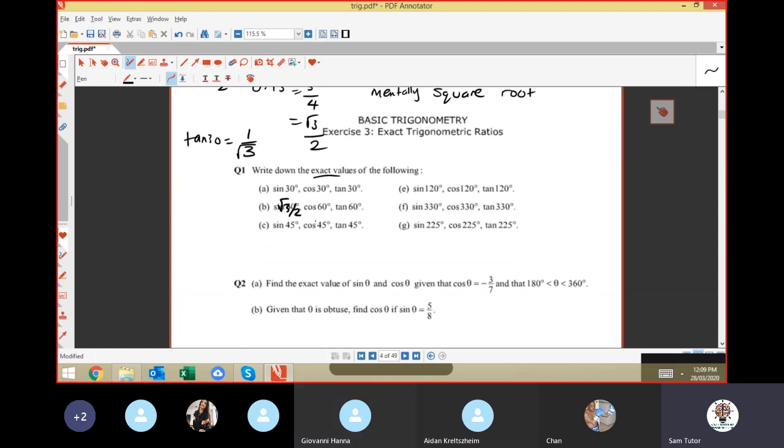Cos 60. What does it say straight away? 0.5. So you can just write that as a half. You don't need to square or anything. That is already the exact value, right? Yeah. Tan 60. 1.732, and it goes on. Yep. You square it, it goes to 3. So what's your answer? Root 3.